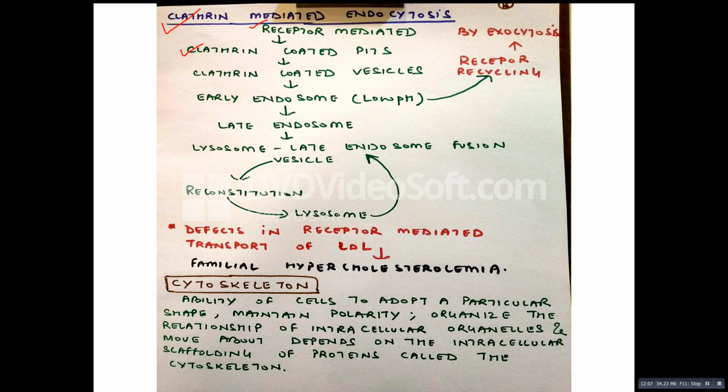The pits give rise to a complete vesicle called a clathrin coated vesicle, which gives rise to an early endosome having a low pH. Now, at the level of the early endosome, the receptors are recycled out, or they are recycled where? On the outer surface of the cell at the level of the cell membrane by a process called exocytosis. The early endosome gives rise to a late endosome, which finally gives rise to a lysosome by late endosome fusion.